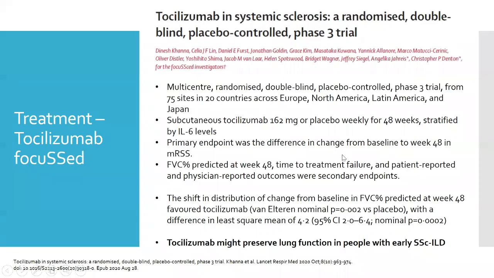And in this study, they basically stratified the ILD based on their IL-6 levels. Primary endpoint again here was the skin thickening scores, but the secondary endpoints looked at the FVC percent. And what this study basically showed was the shift in distribution of change from baseline in FVC percent predicted at 48 weeks actually favored toci. So tocilizumab patients had a change in baseline that was less than patients who were on placebo. So after this study, we pointed out that toci might be beneficial, especially in patients with early lung disease.